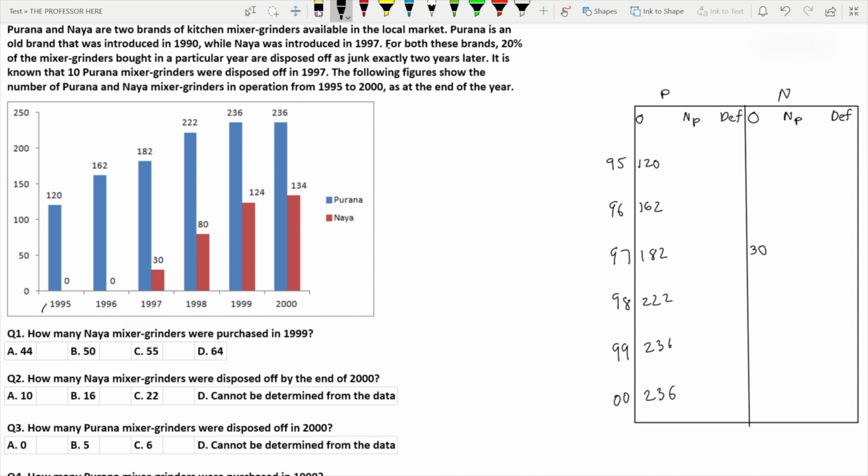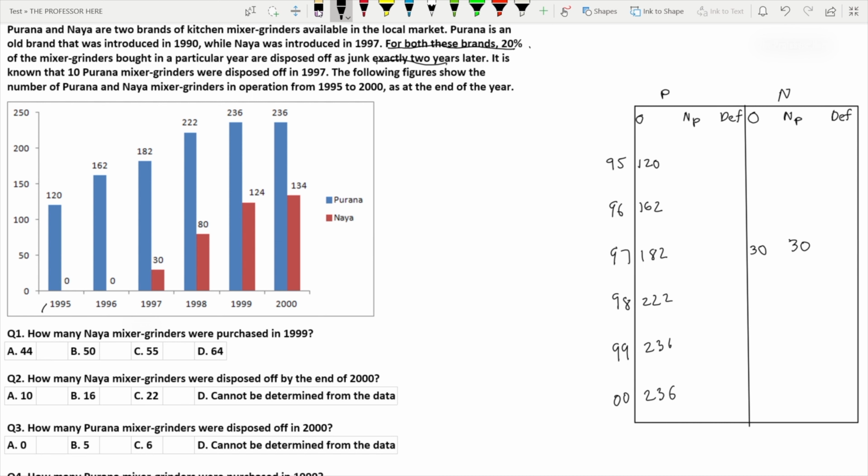The third line of the question reads, for both these brands, 20% of mixer grinders bought in a particular year are disposed of as junk exactly 2 years later. Keep this point in mind while we do the rest of the question. So for the year 1997, there are 30 overall purchases for the brand Naya. But you have to also remember that the brand Naya came into existence in the year 1997, which means O is equal to NP. The overall purchase in 1997, which is 30, is also equal to new purchase. NP is also 30. I hope you understood this point.